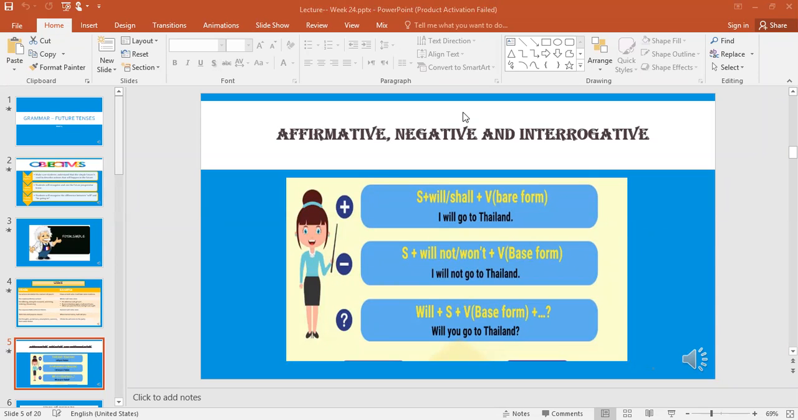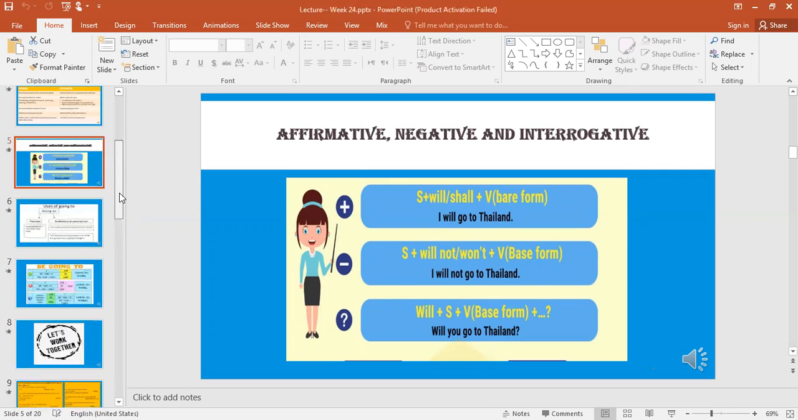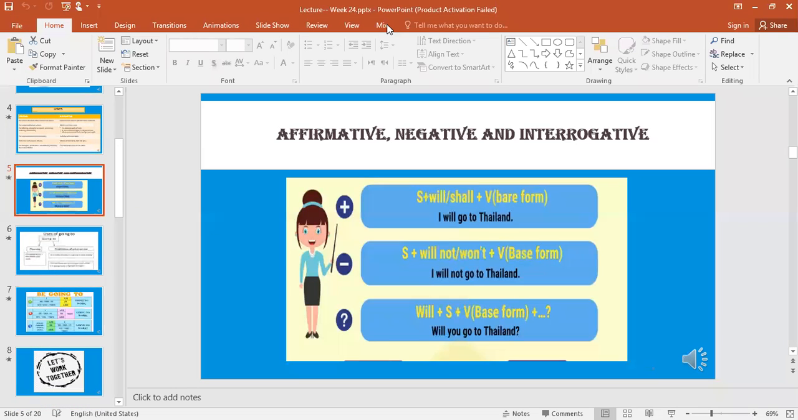Any questions concerning this? Is it difficult? No. Yes, I have a question. Very simple. If I said they will play football together, who can change this to the negative? They will not play football. Okay. Question form? Will they play football? So this is simple, yani. Nothing to be added, okay? Very simple.